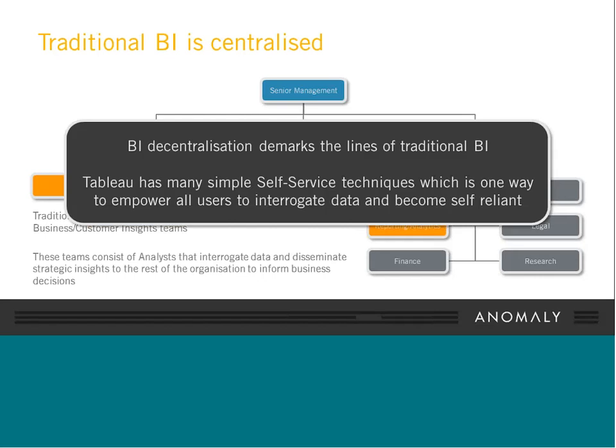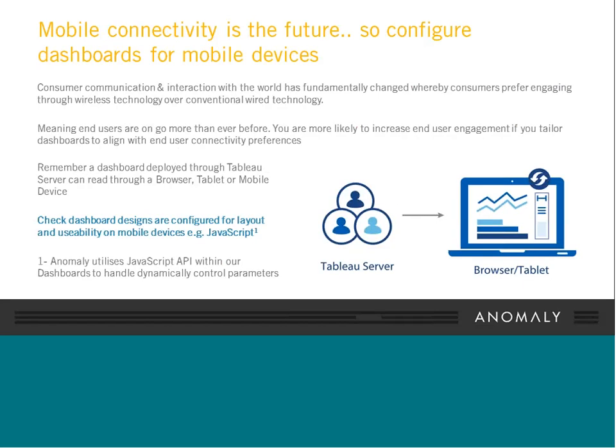Consumers, as I mentioned, have a lot of communication interaction on the go, and fundamentally technologies change to support that. And so consumers, the emerging trend is that they prefer to interact through wireless technology over conventional wired technology. This means that users are more on the go more than ever, and you're more likely to increase engagement with those users if you can tailor your dashboards to align to end-user connectivity preferences.